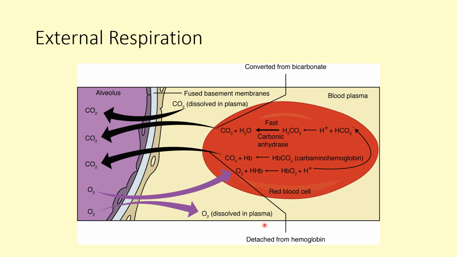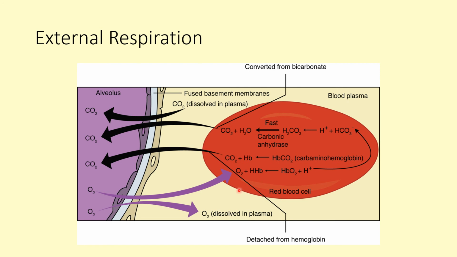For external respiration, in the alveoli, this picture is just showing that you've got the oxygen, which has a higher pressure in the alveoli, flowing into the blood vessel, into that capillary. Some of the oxygen will be dissolved in plasma. The majority of it will bind to the hemoglobin that's in the red blood cell.